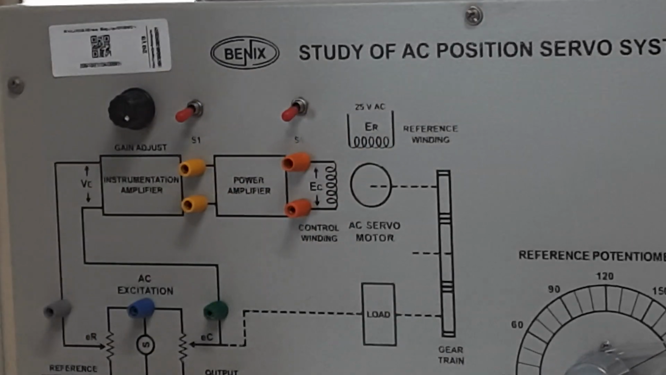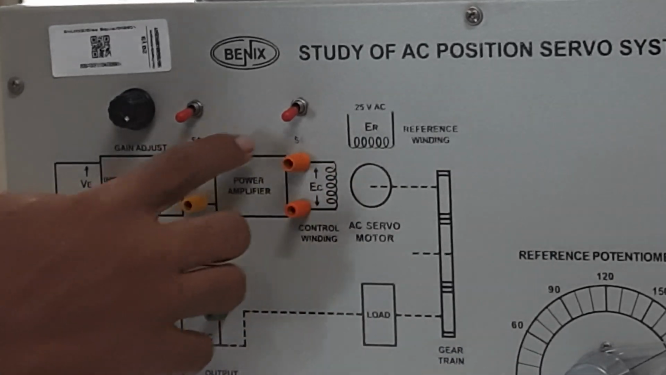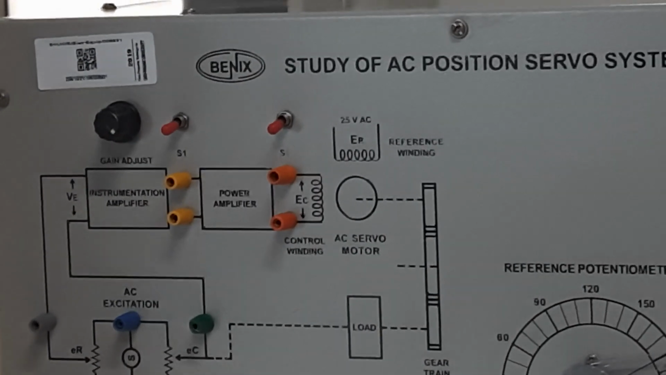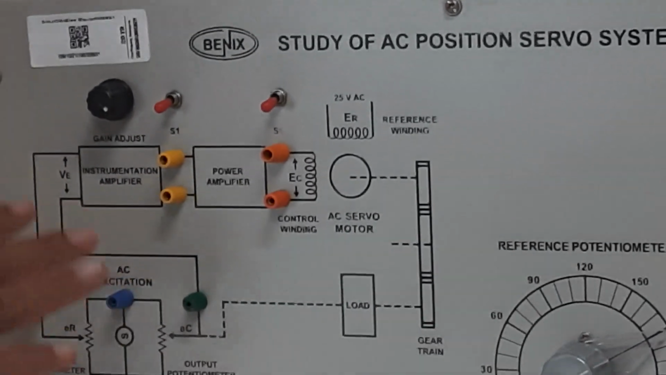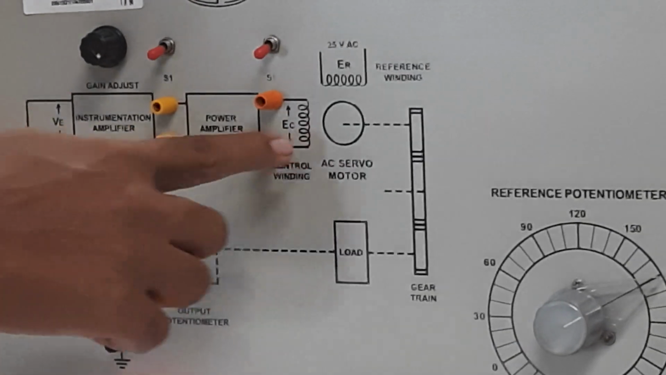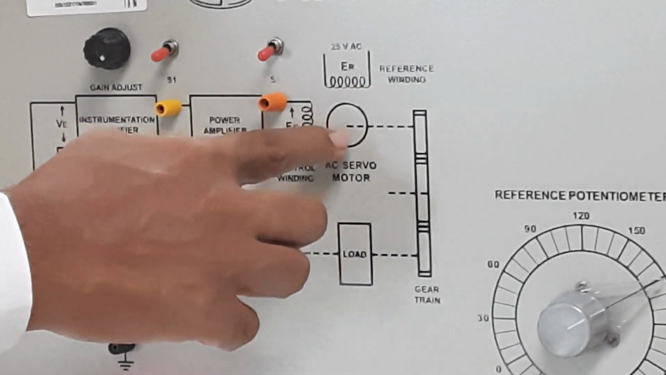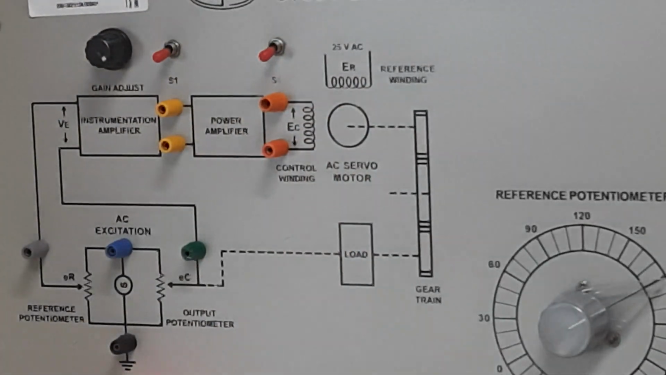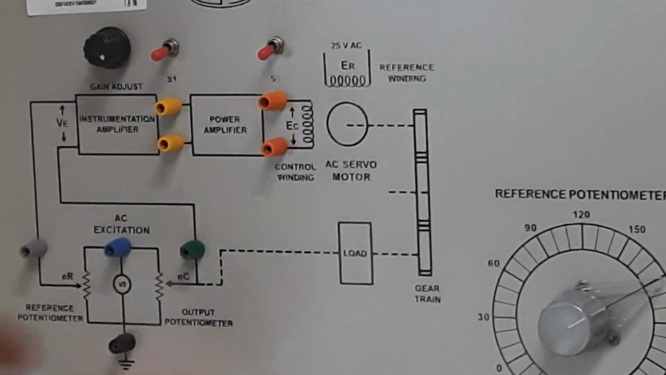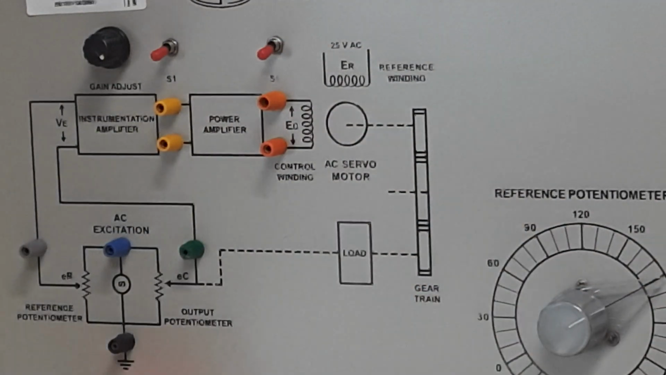Now, how is it working? When power is flowing here, please note that there is an error voltage flowing here. Initially we have assumed that there is a maximum error. When there is a maximum error, maximum flux will be there and maximum rotation of your AC servo motor will happen. And where is the shaft of your AC servo motor coupled? It is coupled to this reference potentiometer.